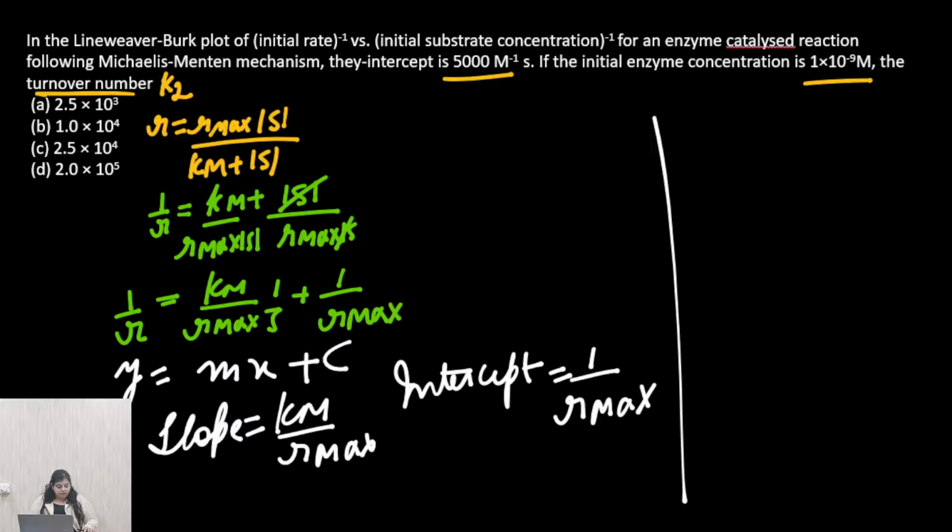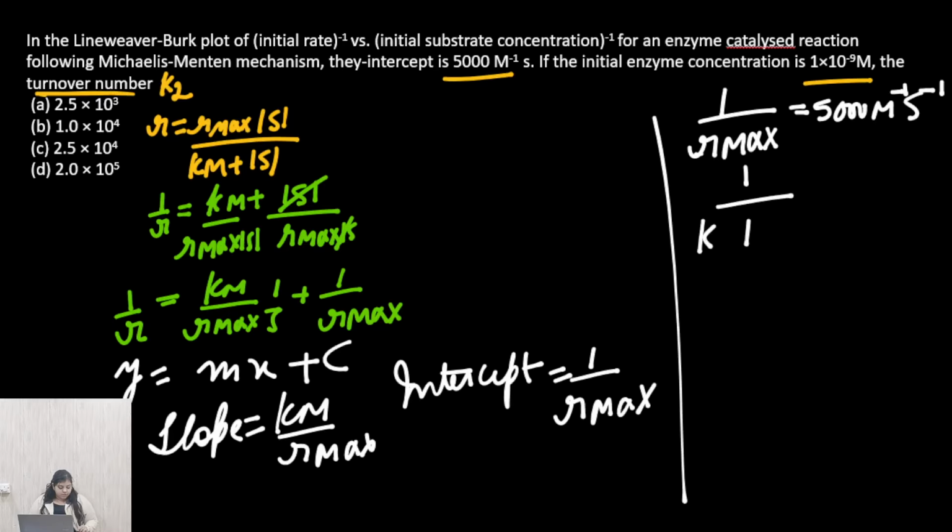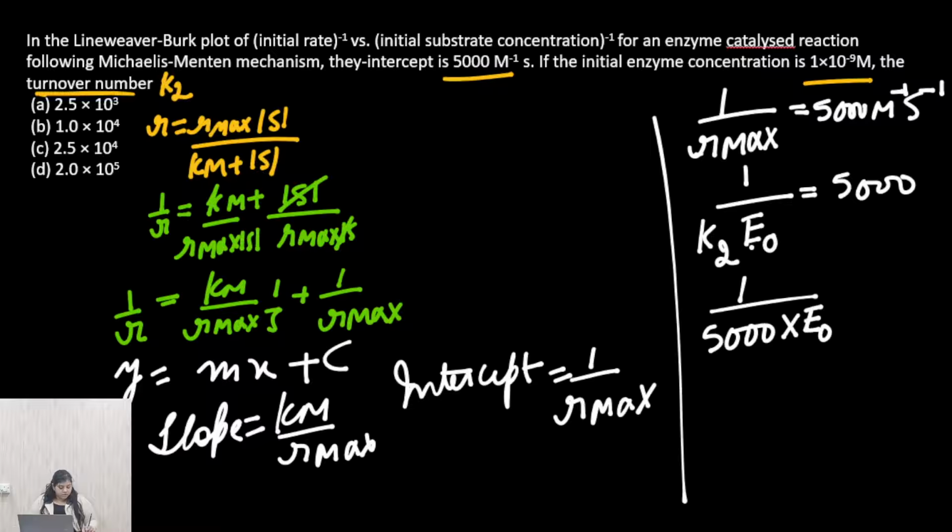The intercept value is given, which is 1 upon Rmax, equal to 5000 molar inverse second inverse. Rmax is nothing but K2 into E naught. So this is equal to 5000. Now the K2 value we have to find out, so it will be 5000 into the E naught value, which is equal to K2, the turnover number. So 1 by 5000 into the E naught value, which is given as 10 raised to the power of minus 9 molar.